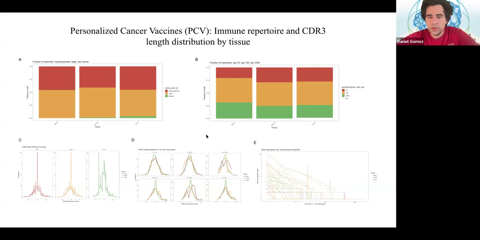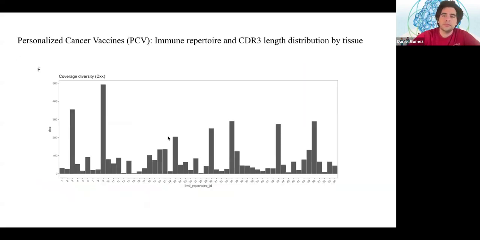So for different clusters, we have CDR3 length distribution for TRM and Tregs, and then the rank abundance for 1,000 clones per repertoire for all the different T cells and the clones. Here we have the coverage diversity, DXX, and we can see the IMD repertoire ID. So we see 3, 9, 23, 30, 34, 43, 50, all those different immune repertoire IDs for the coverage density and DXX.